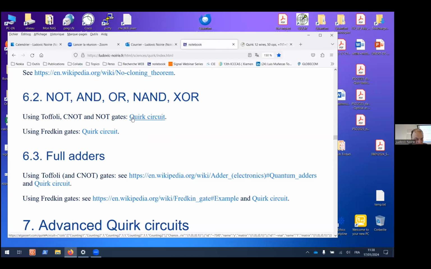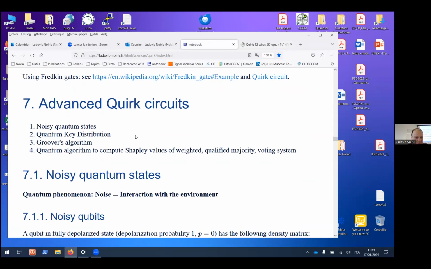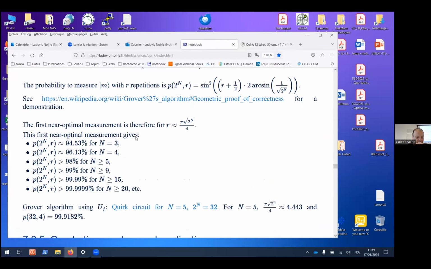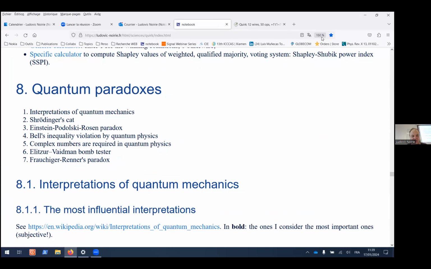And I will stop here. You can also realize a full adder, but you can just look at it. So next time I will speak about some advanced Quirk circuits, and then some quantum paradoxes, in particular the Schrödinger cat and the EPR paradox. I finish here for today.